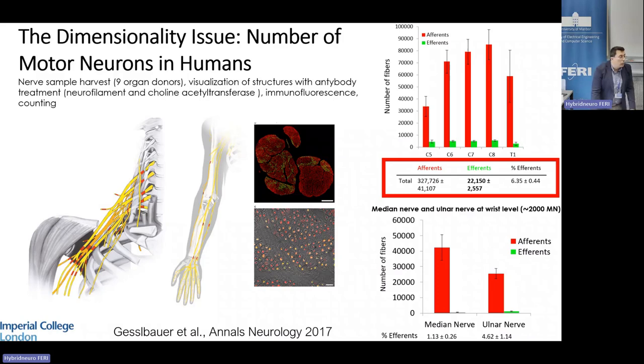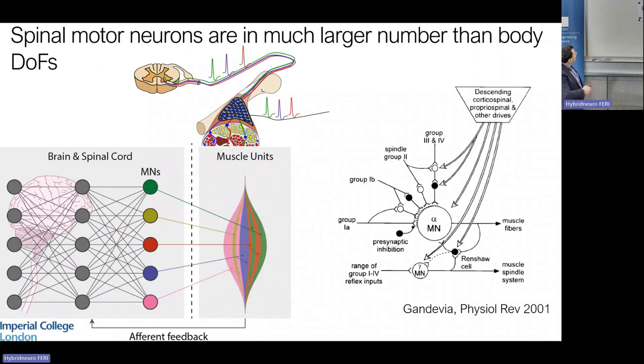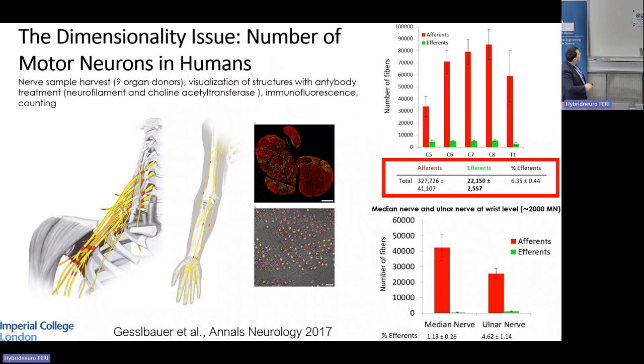The motor neurons are much more than the muscles, right? So normally when we think about motor control, we think about muscles, but actually we should think about motor neurons. Every muscle is innervated by many motor neurons. And so that means that for the upper limb, for example, if you count the motor neurons as in this study, which is an imaging study, you will find out that there are around 20,000 motor neurons to control in a functional task 20, 30 muscles, right? So there are 3 orders of magnitude more motor neurons than muscles.